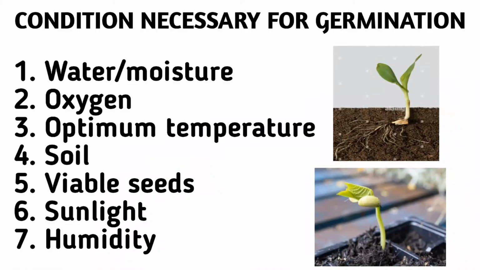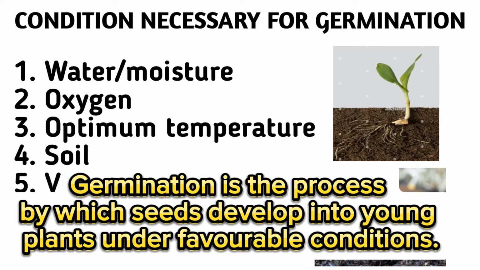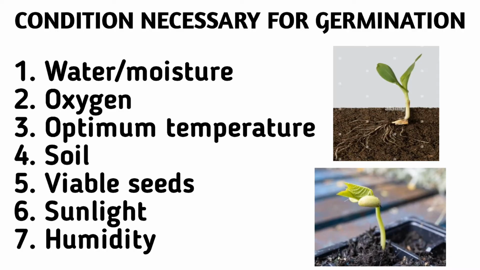So another important question to be asked is what is germination? So germination is simply the process whereby a seed develops into a new plant under favorable conditions. And they could ask what are the conditions necessary for germination? The conditions are water. Water must be there before a seed can grow. Oxygen, the suitable temperature or an optimum temperature. Then you need soil, especially the right soil, like loamy soil. The seed has to be good. It has to be healthy. That's a viable seed. Also, we need sunlight and then humidity.